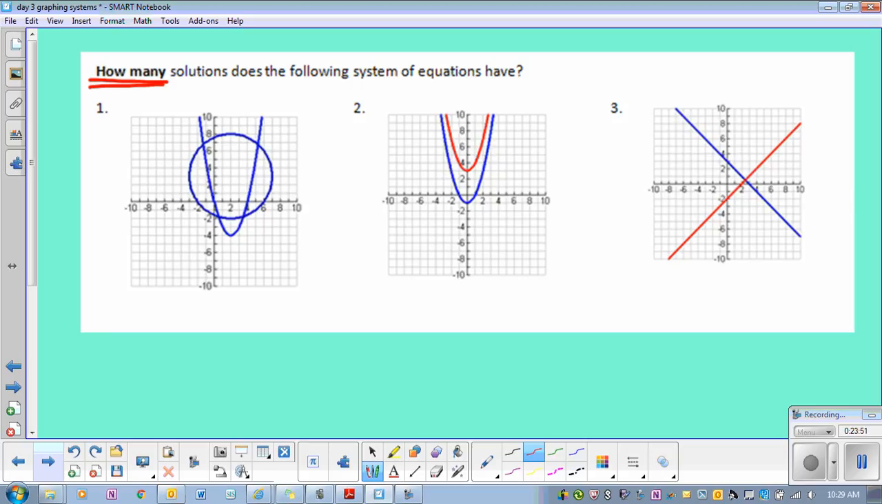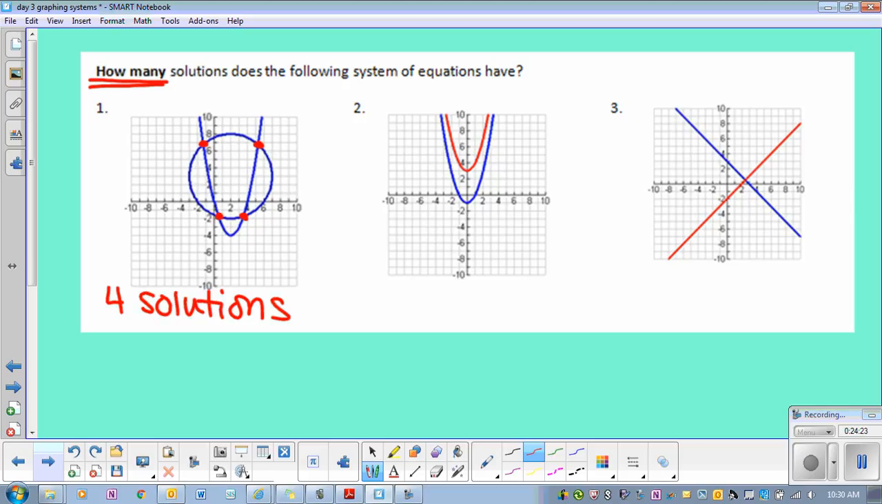Number 1. Only 2? 4. There's 1 here, there's 1 there. Where else? I see 2 more at the bottom. 2 more, right here and right here, right? Where do the parabola and the circle intersect? 4. So this one has 4 solutions. You see that? They're asking you how many. Just tell me how many, okay?